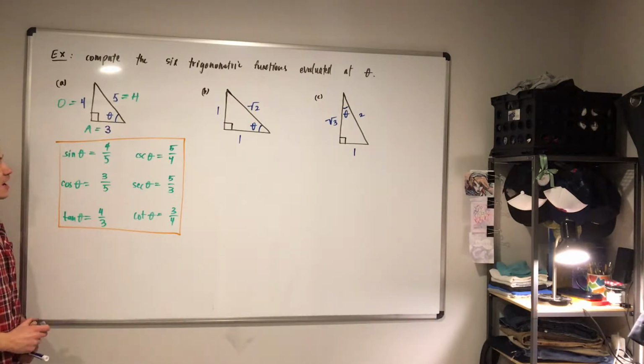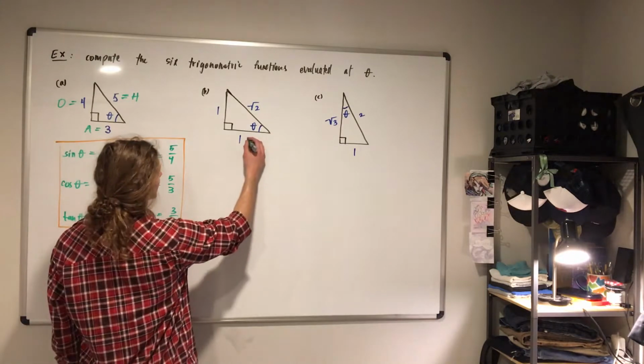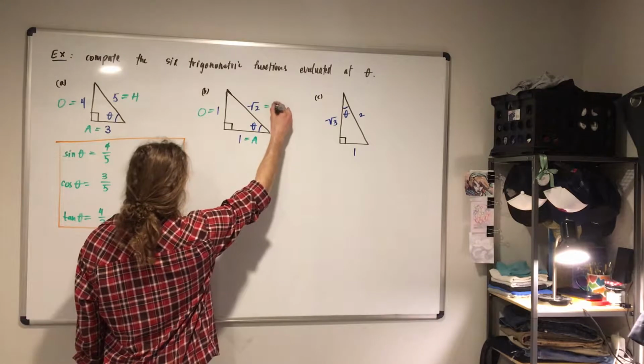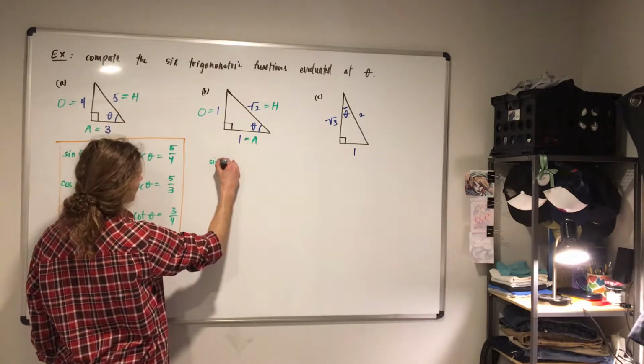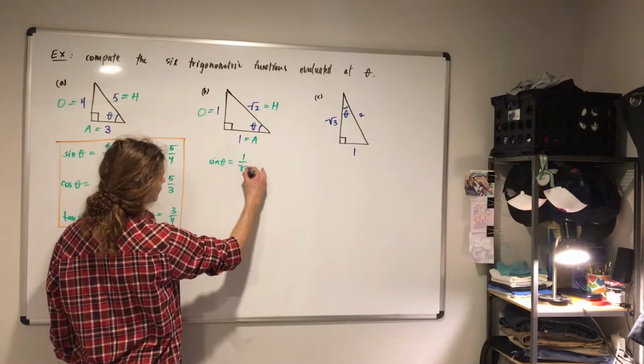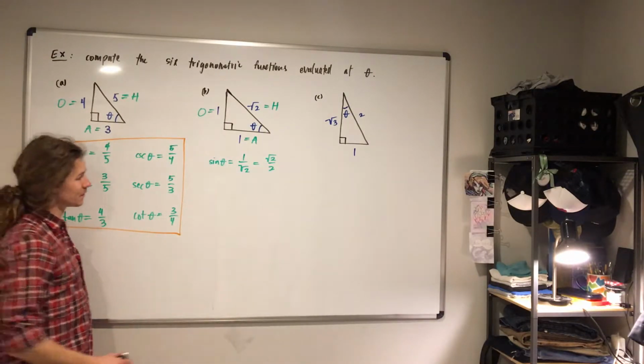Let's go ahead and look at part B now. So for part B, we might first start by identifying our adjacent side, our opposite side, and our hypotenuse. Let's find the sine of theta first. Opposite over the hypotenuse, 1/√2. If we rationalize that denominator, we'd have √2/2.